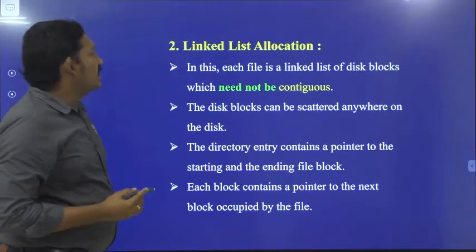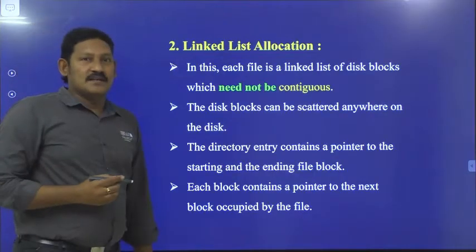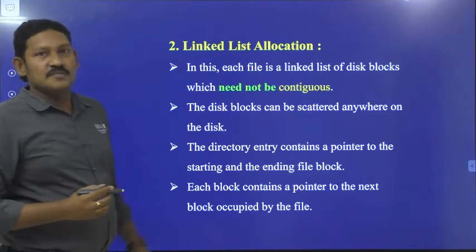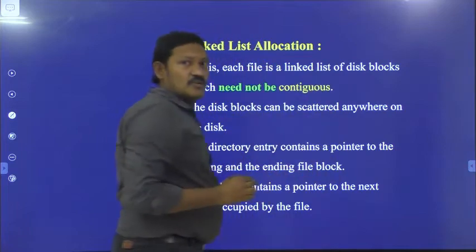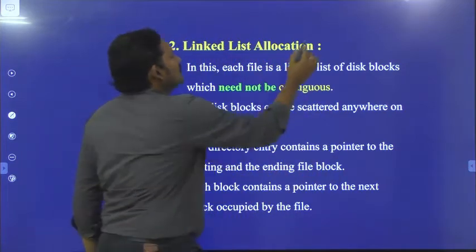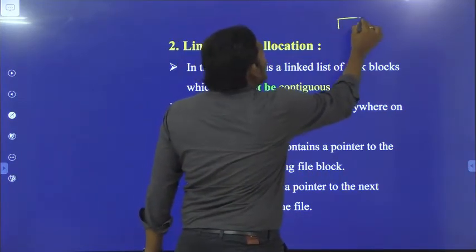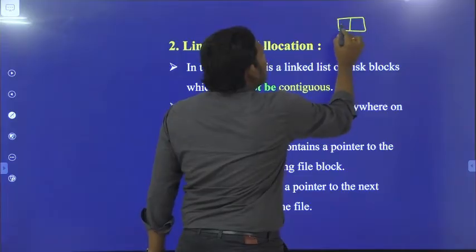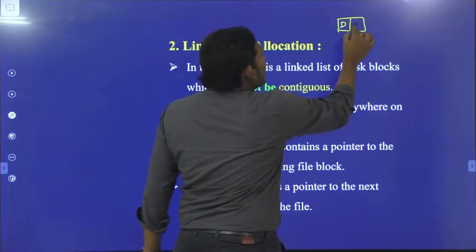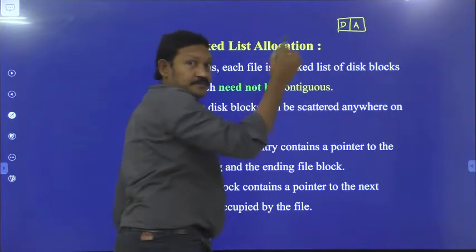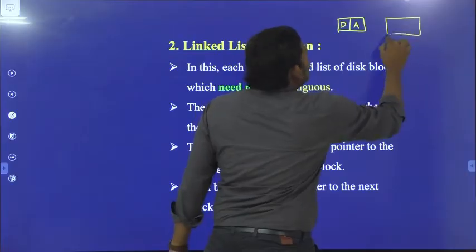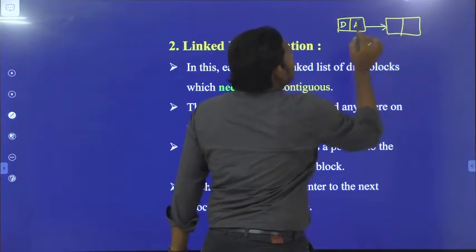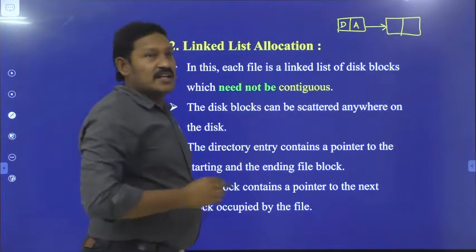Coming to the second one, it is linked list allocation. In our data structure course, you might have studied the linked list concept. What is a linked list? A linked list will be like this. We'll have a pointer. The first part consists of data, and the second part consists of the address of the next node. It will be indicated with a pointer. The pointer points to the next node.